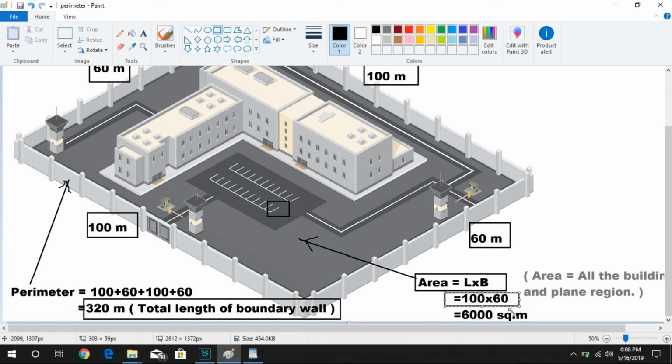Now we calculate 100 multiplied by 60. We get 6000 square meter is the total area of this diagram.